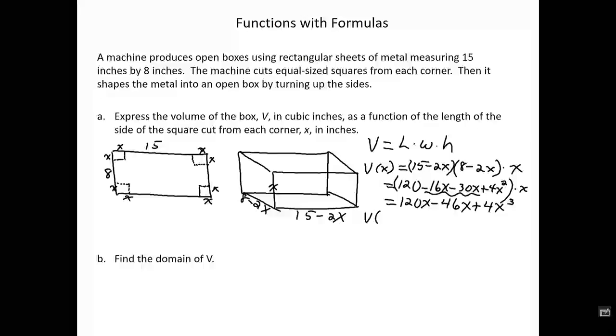So what we have, expressing the volume V as a function of x, we have 4x cubed minus 46x squared plus 120x. When we multiply x times 46x, we get 46x squared. So the volume expressed as a function of x is given by 4x cubed minus 46x squared plus 120x.